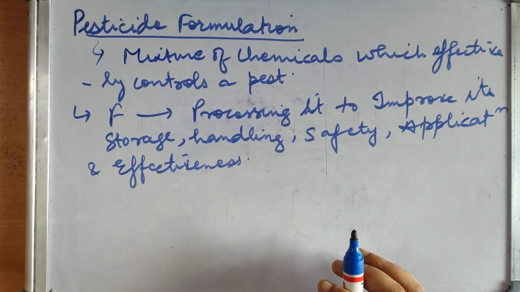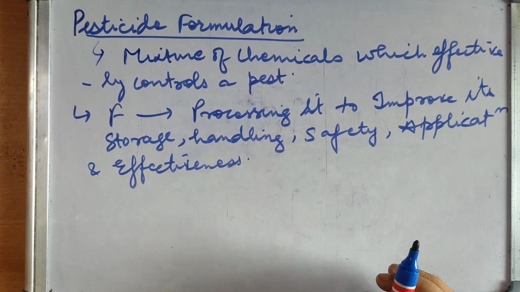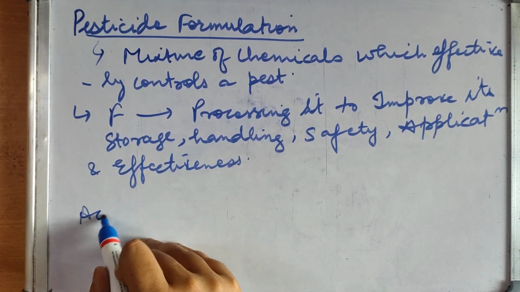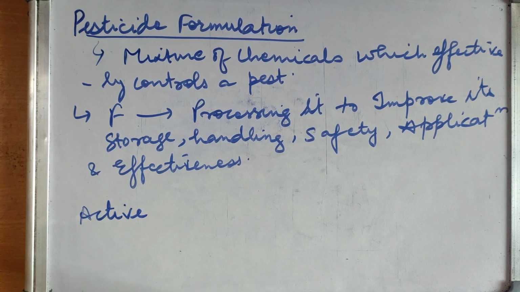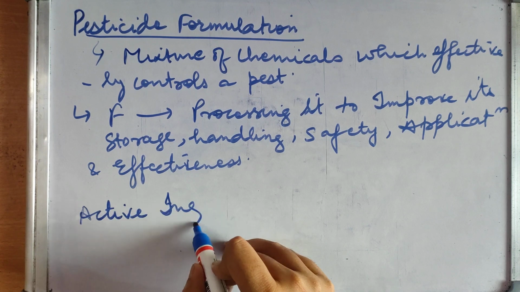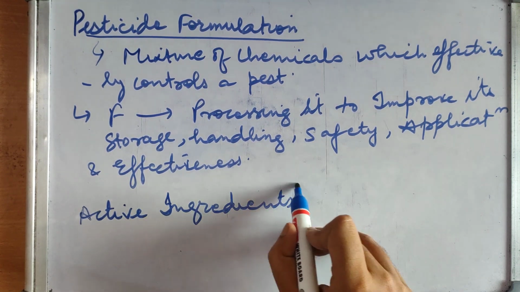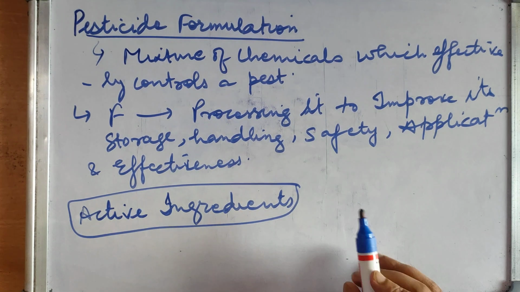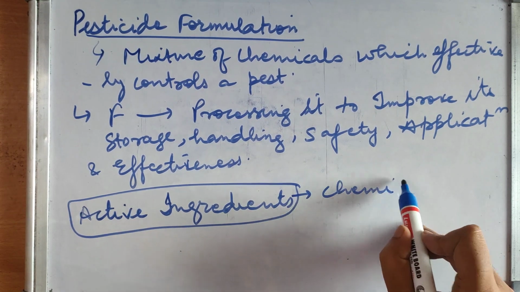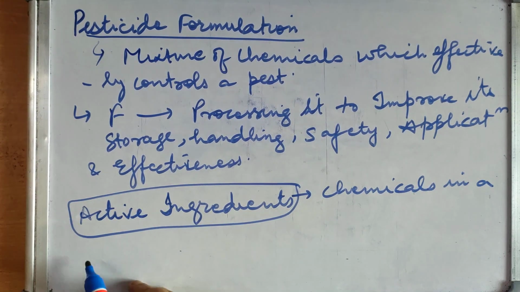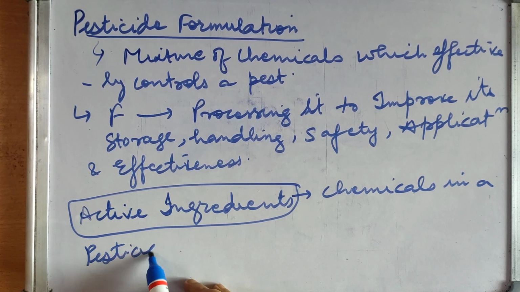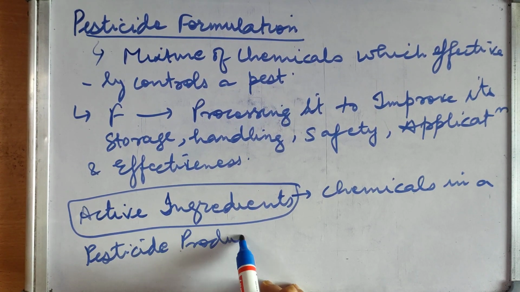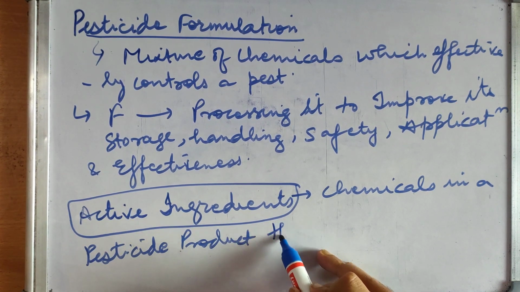Now here we have two ingredients, active ingredients and inert ingredients. So first we will discuss active ingredients. Sometimes they ask the difference between active ingredients and inert ingredients, so you should know both. Active ingredients are chemicals in a pesticide product that act to control the pests.